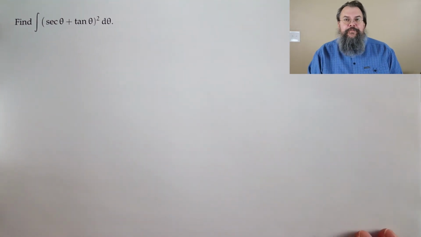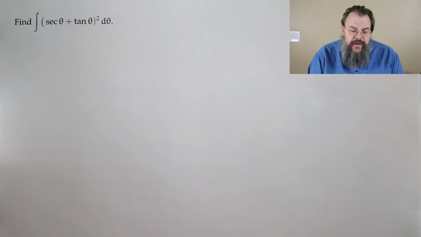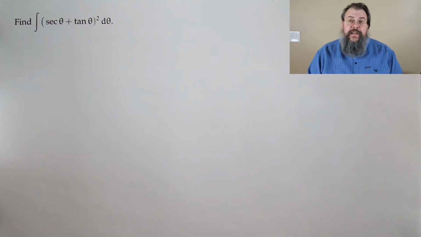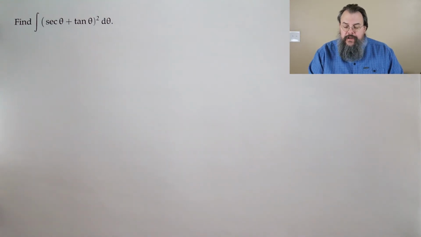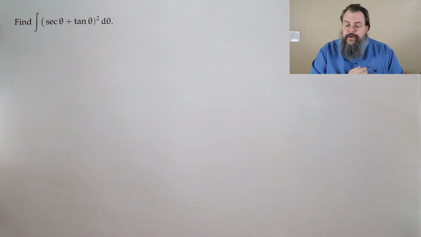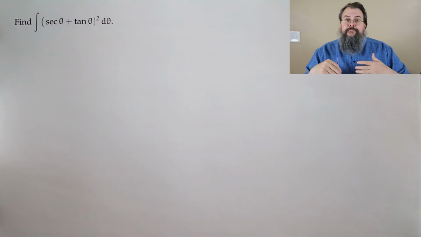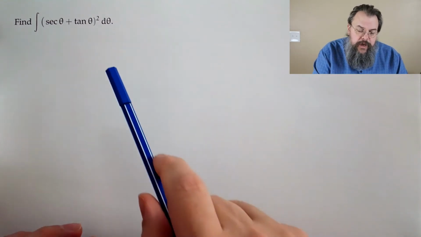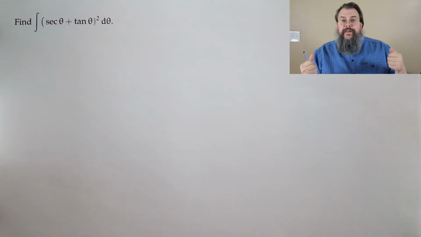All right. Next problem. Find the integral of secant theta plus tangent theta quantity squared. All right. Well, great. Trig. We love trig. So what do we say to ourselves? All right, well, let's start our process. We have a square, so the first reasonable thing to do is expand.